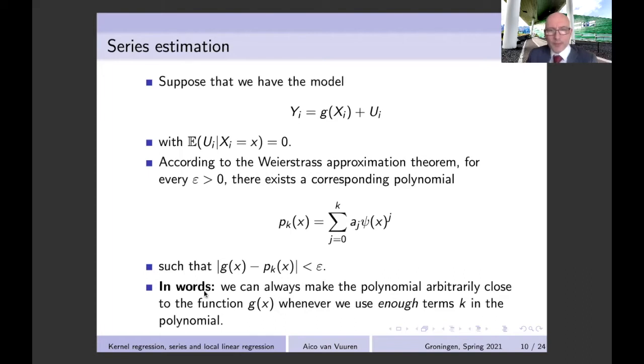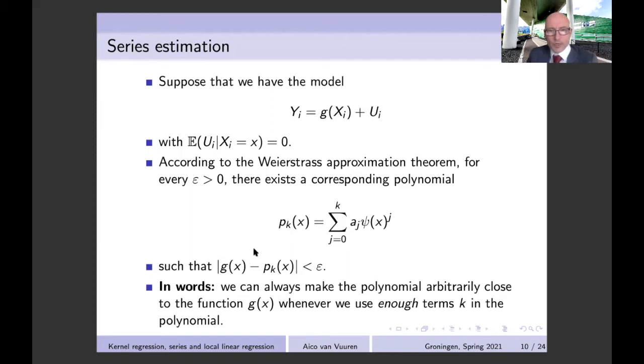In words, it means nothing else than that we can always make the polynomial arbitrarily close to the function g(x) whenever we use enough terms k in the polynomial. So it's always possible to get arbitrarily close to this function g(x), and take into account that this is actually true for any kind of function.